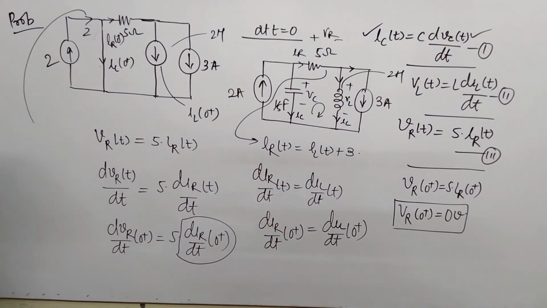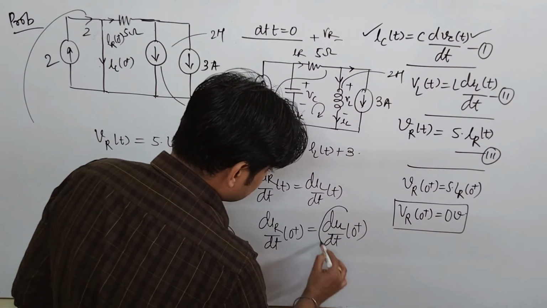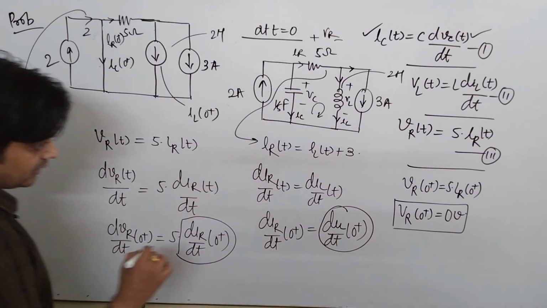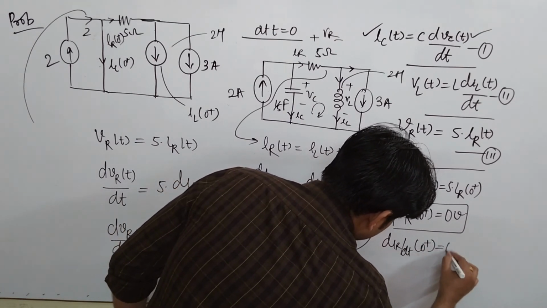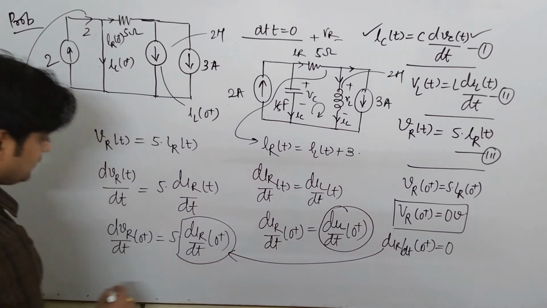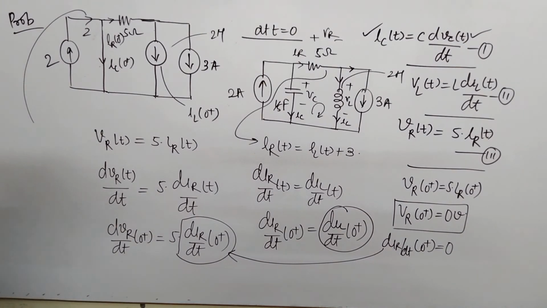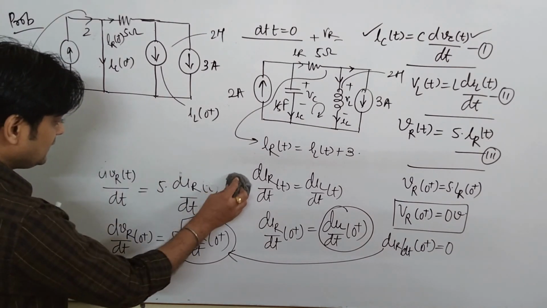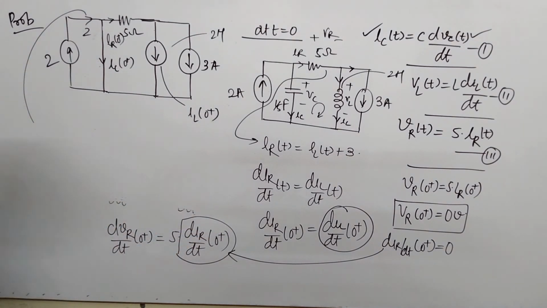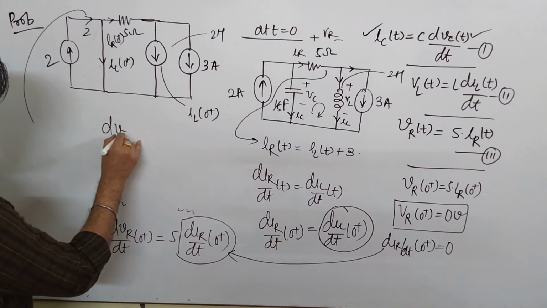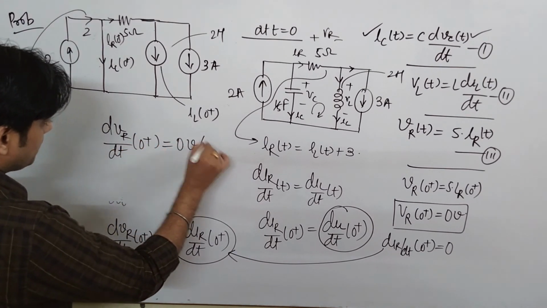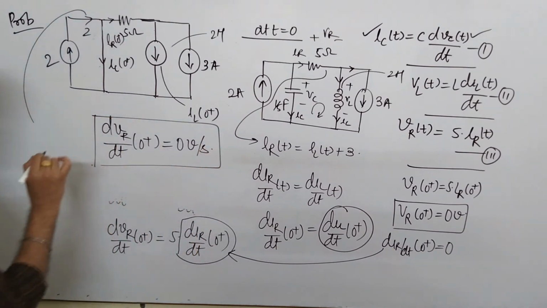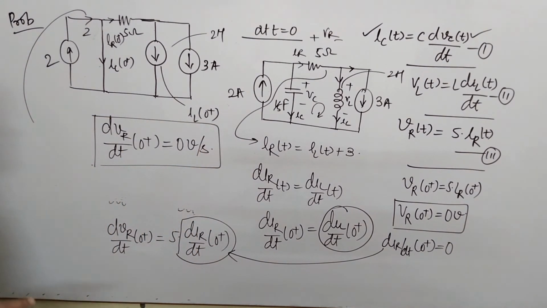And you have already found this value as 0. So from here the value of dIR by dt at 0 positive comes to be 0. If you put this value here, the value of dVR by dt at 0 positive comes to be what? It is 0. So you can say that the value of dVR upon dt at 0 positive comes to be 0 volt per second. So this is your answer. In this way we have found the entire solution.